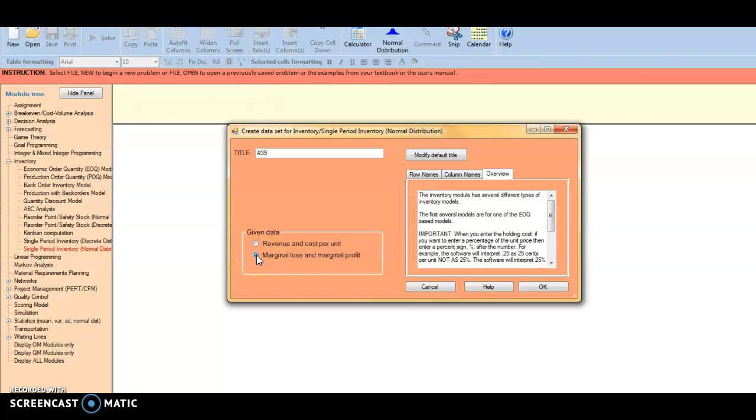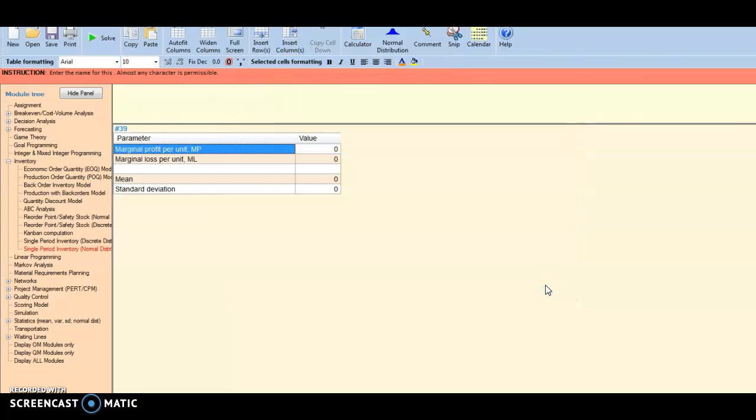Reason being is because I really only have marginal loss and marginal profit per pound of beef, because I'm given information per pound of beef, not the actual total cost per hamburger. I'm not given information for what makes up the individual cost, so I'm going to have to do marginal loss and marginal profit on that one. All right, so I'm going to hit OK, and my parameter, my marginal profit per unit of beef. Note that each hamburger sells for 60 cents.